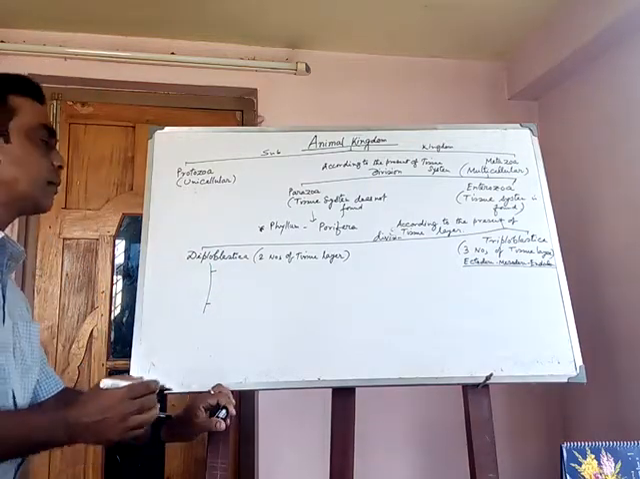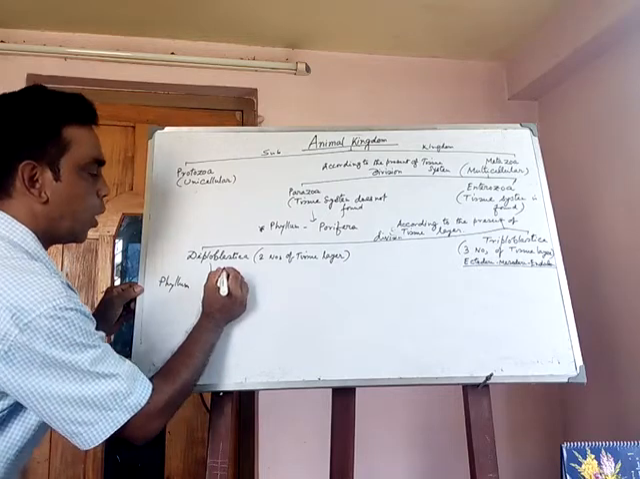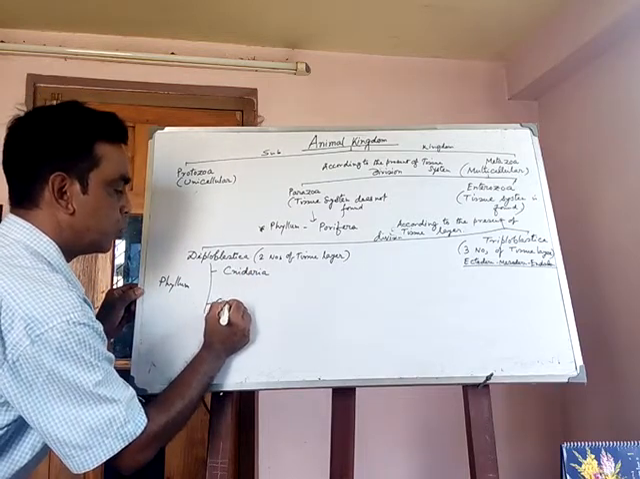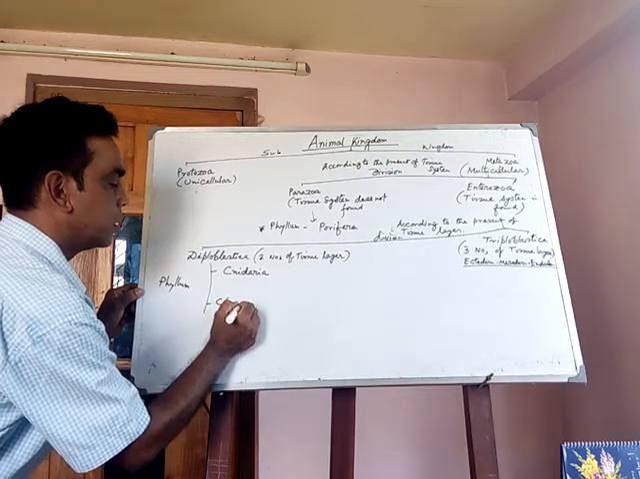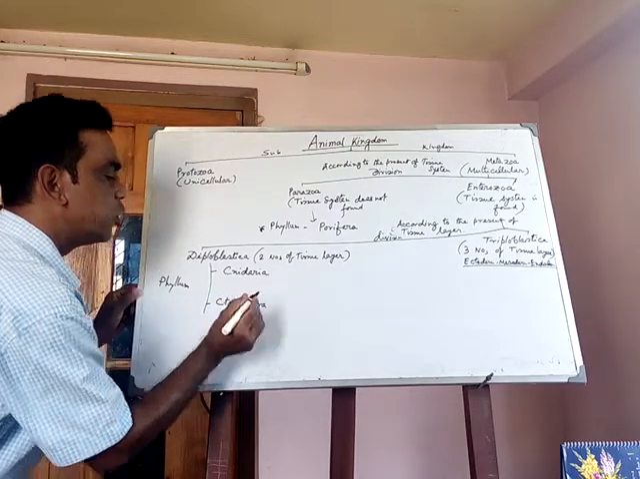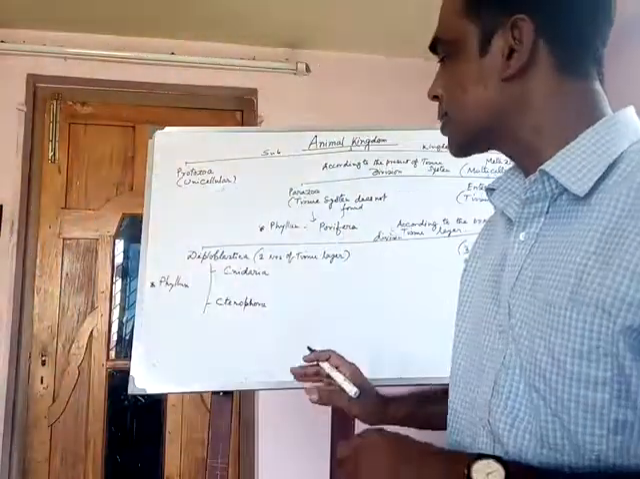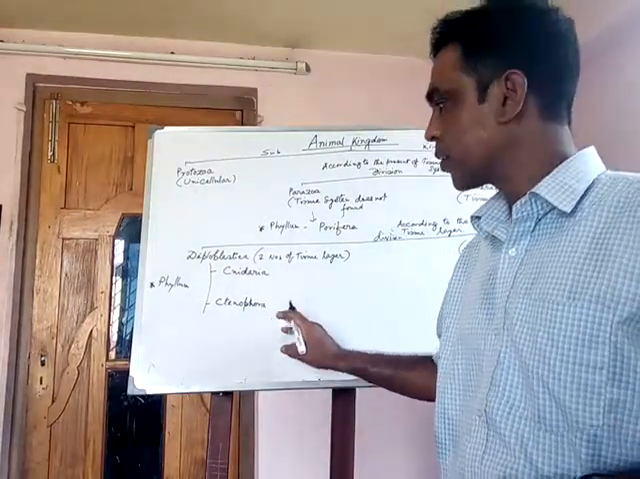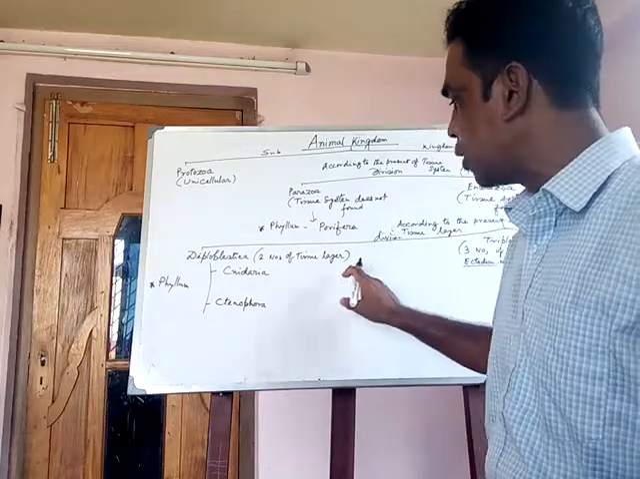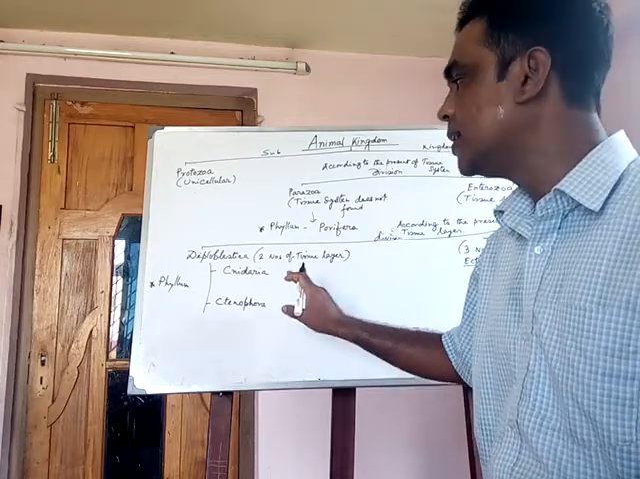Two separate phyla can be produced by this diploblastica according to the classification: one, Cnidaria, and two, Ctenophora. According to the classification, diploblastica can be classified into two phyla, that is Cnidaria and Ctenophora. Here the tissue layers present are ectoderm and endoderm. In between ectoderm and endoderm, a mesoglea is present in this type of phylum.